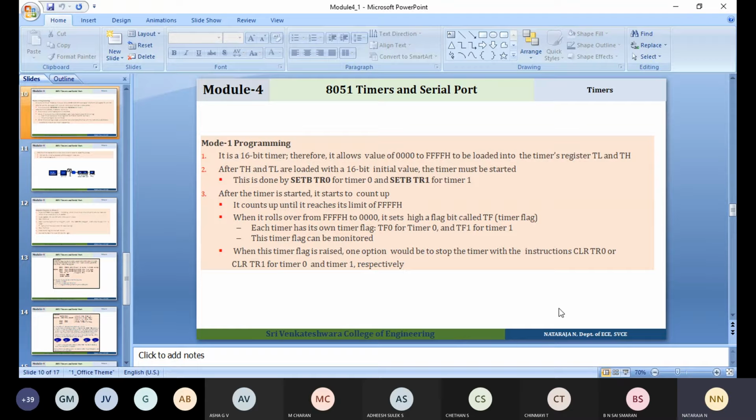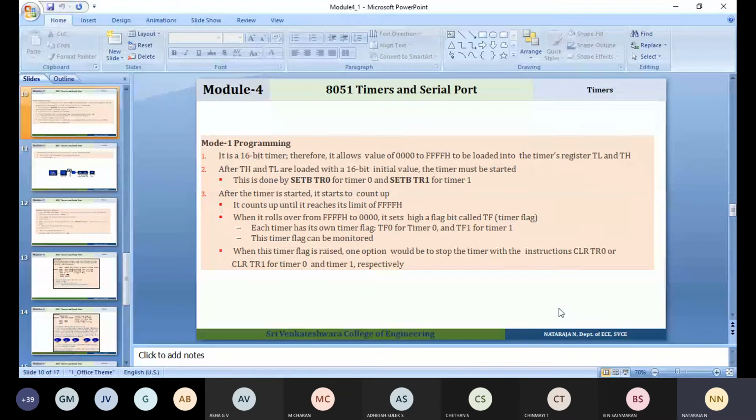After we load TH and TL with the 16-bit initial value, the timer must be started. We start the timer with the instruction SETB TR0 for timer 0 and SETB TR1 for timer 1. For example, if I am going to use timer 0, we set TR0, and for timer 1 we set TR1.